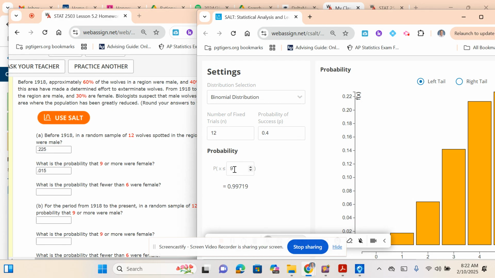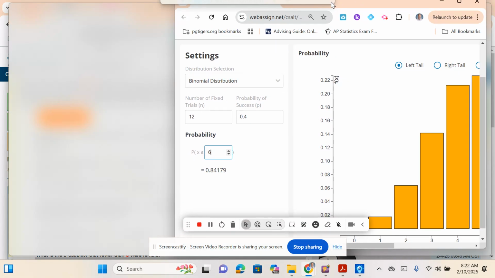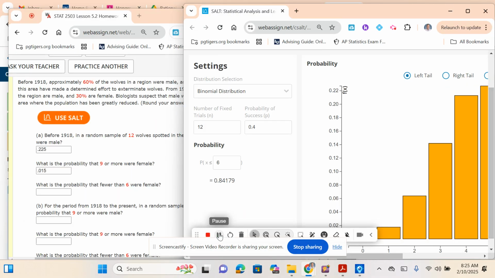Now, fewer than 6. The temptation is to put 6 in here. Okay, so on the next one, we want the fewer than 6 were female. We've got to be careful here because fewer than 6 is left tail. We still have a sample size of 12. Probability of success is 0.4 because that's the probability of success for a female. But fewer than 6. Let's think about this.